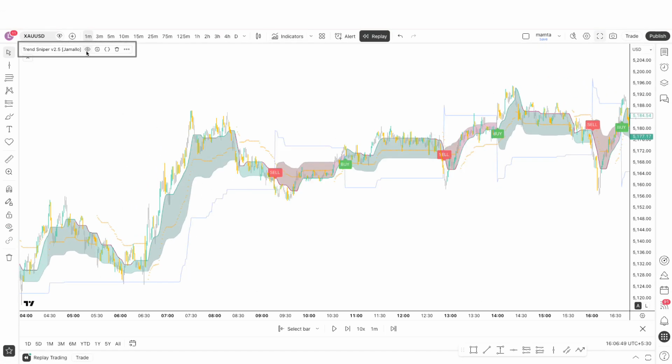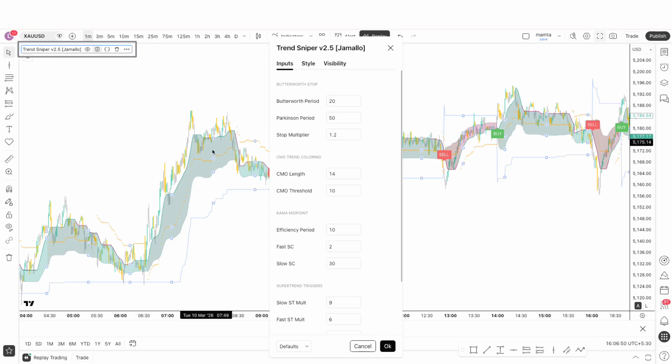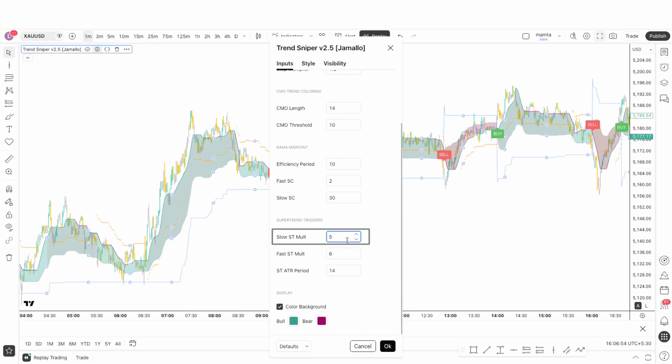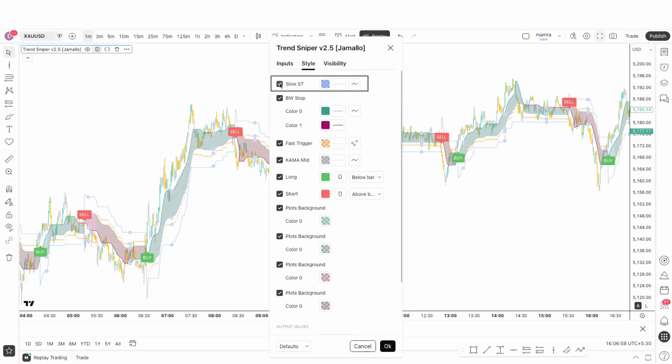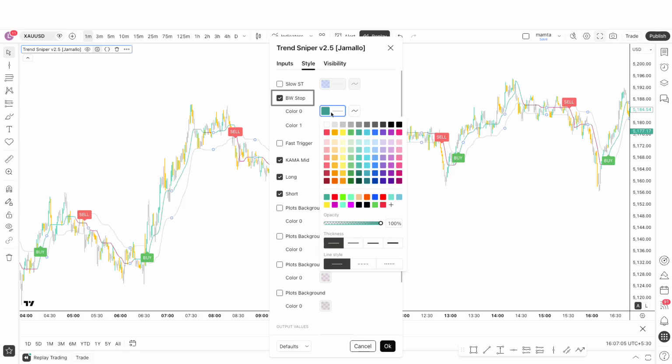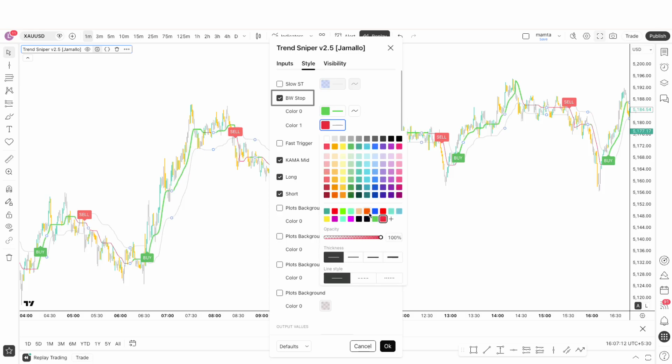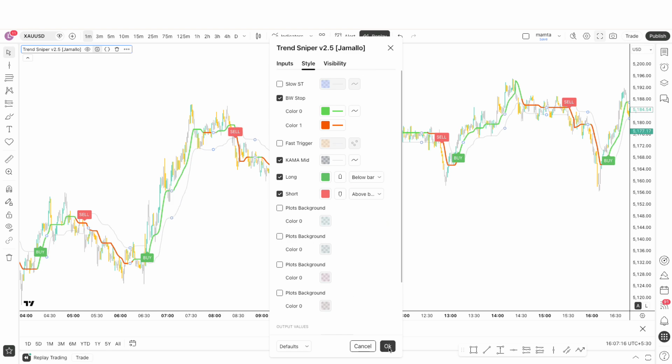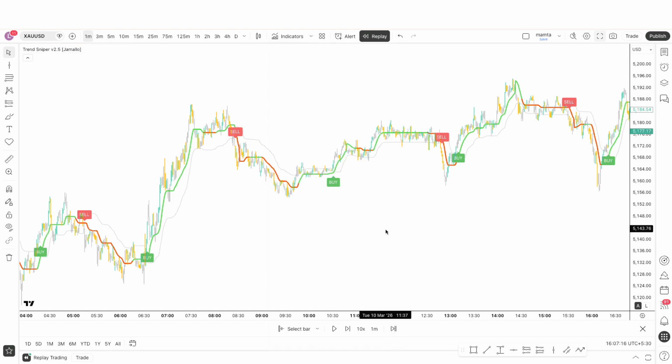Now change the indicator settings for perfect signals. First, change slow ST Mult from 9 to 5. We have to keep these options hidden. And after that, change the BW stop color to green and red. Here everything is fine after that. Click OK. Now we'll add one more indicator to make this strategy more powerful.